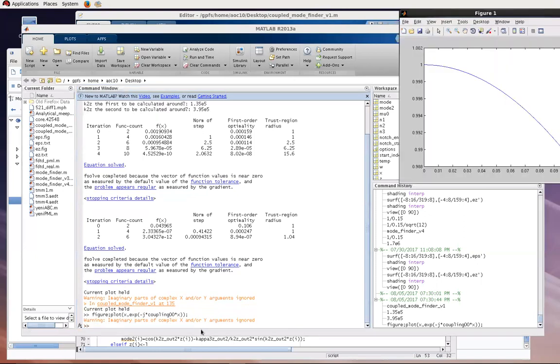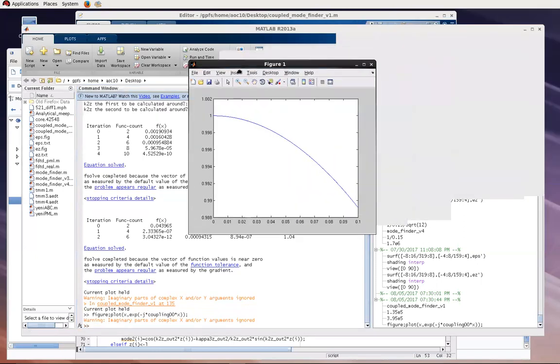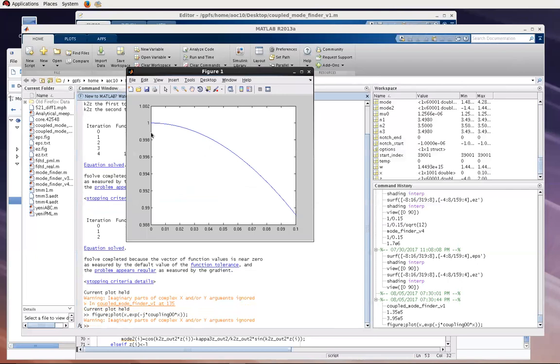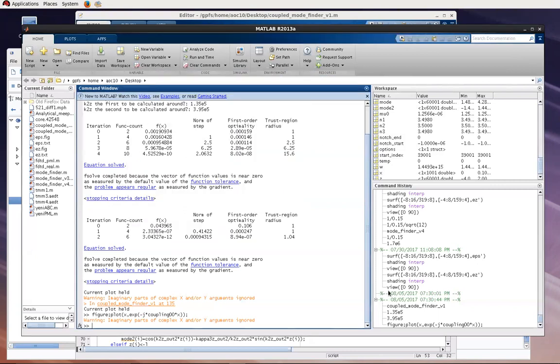Okay. So it's the same plot that was shown on the PowerPoint slide. As you can see, even if we propagate for 0.1 centimeters, the real part of the amplitude is changing only a little. All right. Let's go back to the PowerPoint again.